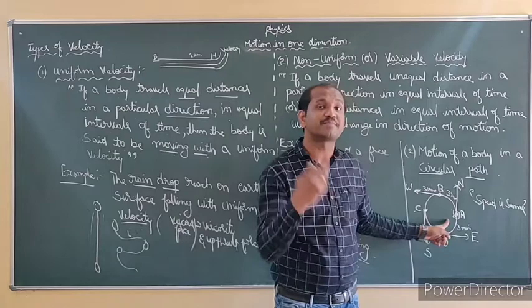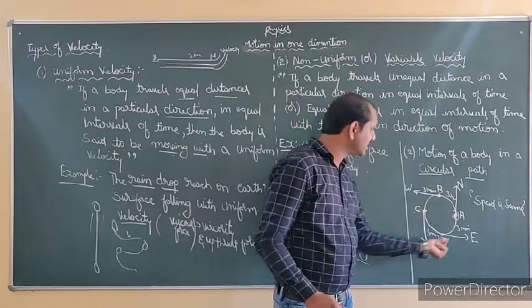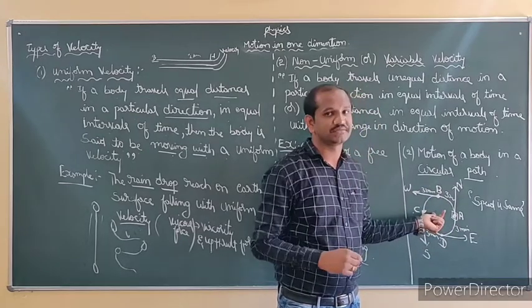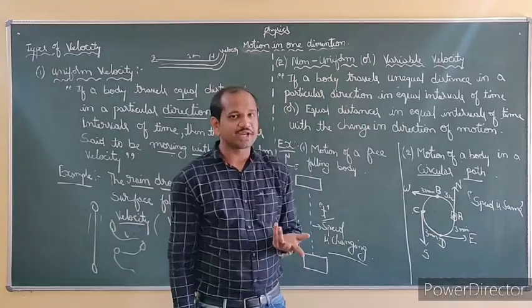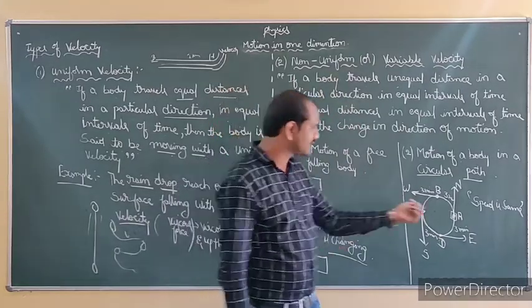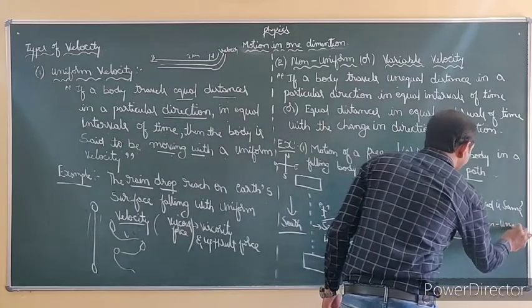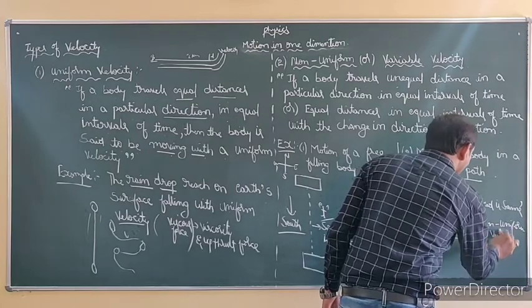But which parameter is changing? Direction. At each and every moment, the direction of an object moving in a circular path keeps on changing. If direction changes, what do you mean by it? It comes under non-uniform or variable velocity. Understand? So this is an example of non-uniform or variable velocity.